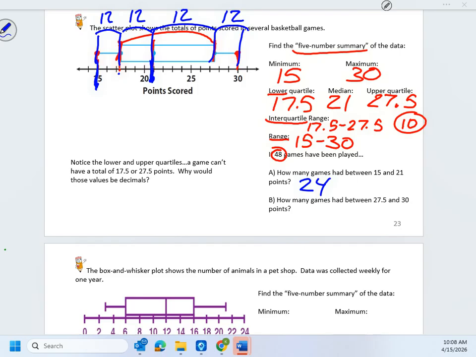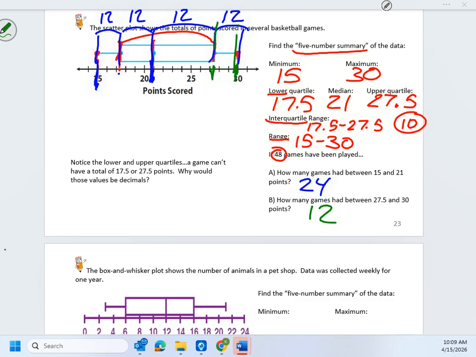Then it says how many games had between 27.5 and 30 points. How many games fall in that section? Matt? 12. 12. That one is just one section.